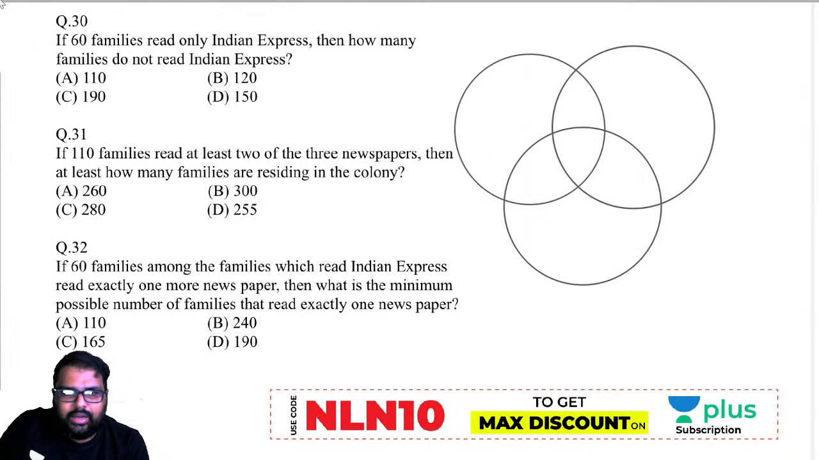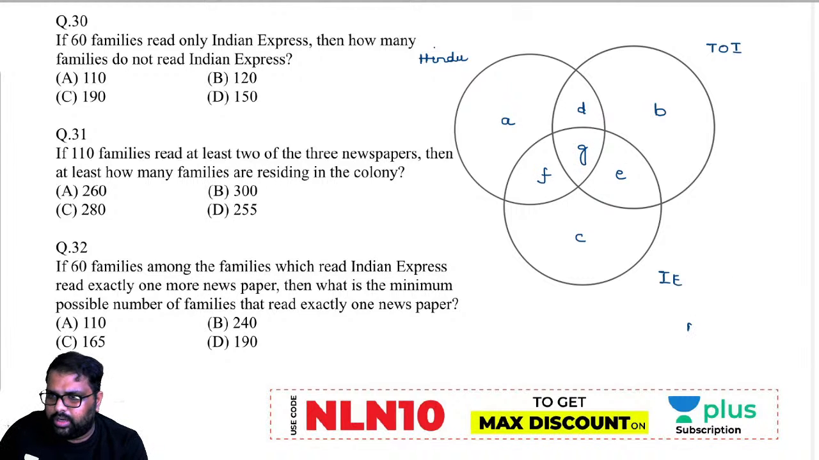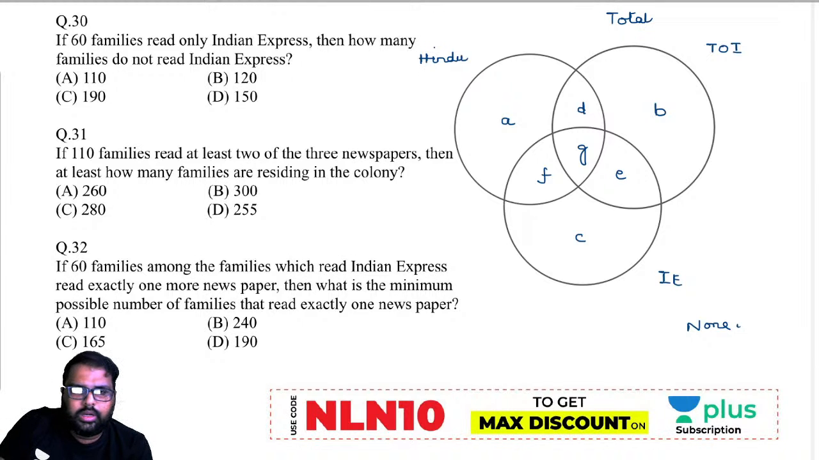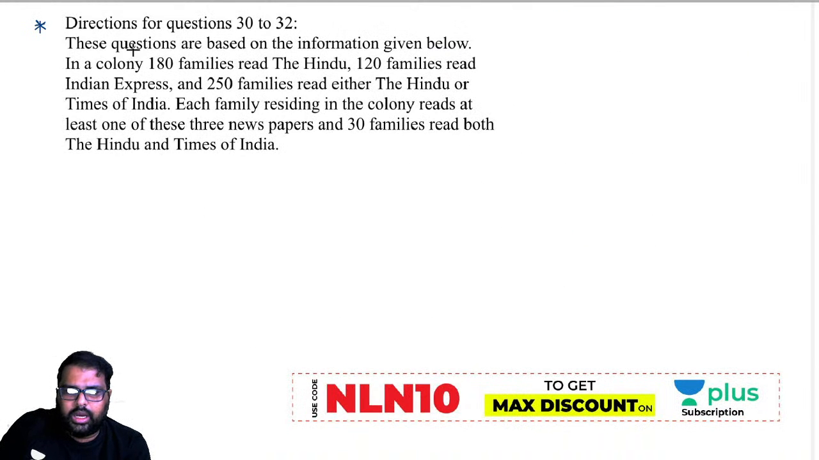Now I'll take the values here and then I will write down the things. This is Hindu. This is Times of India. This is Indian Express. I'll write down the values, then you can solve the question. A, B, C, D, E, F, G and none. I'll write down none here. I'll write down total here. Okay, done. So look here.